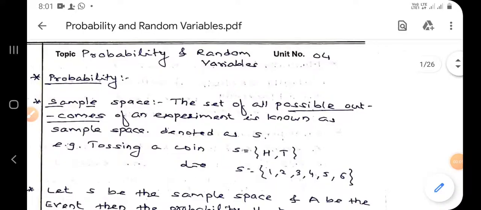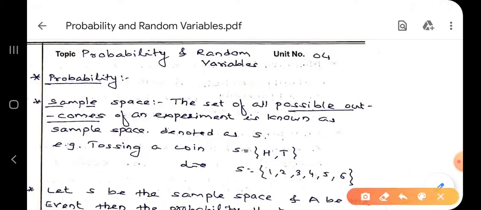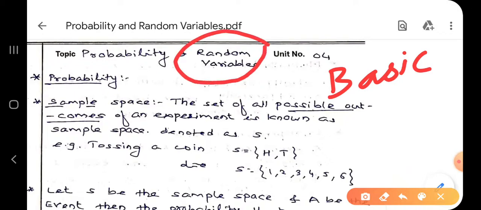Today we are going to start unit number 4, probability and random variables. In this unit we focus on basic probability, then random variables. Here we are going to study compound probability. Then in random variables, we are going to study both discrete random variables as well as continuous random variables.